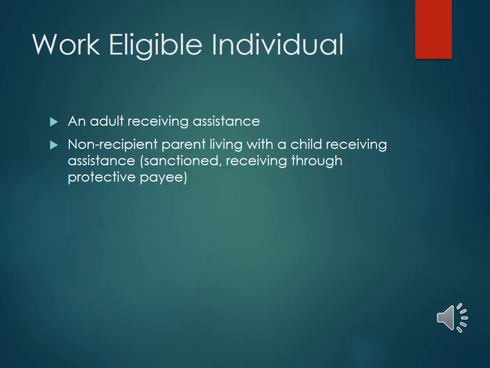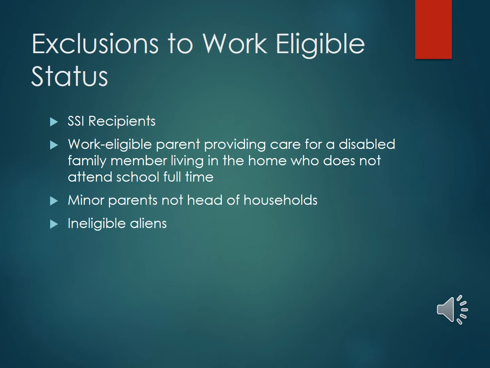Work-eligible individuals are adults receiving assistance and non-recipient parents living with a child receiving assistance. For example, sanctioned parents receiving through a protective payee. There are some exclusions to the work-eligible status. For example, SSI recipients, a work-eligible parent providing care for a disabled family member living in the household who is not attending school full-time, minor parents not head of households, and illegal aliens.